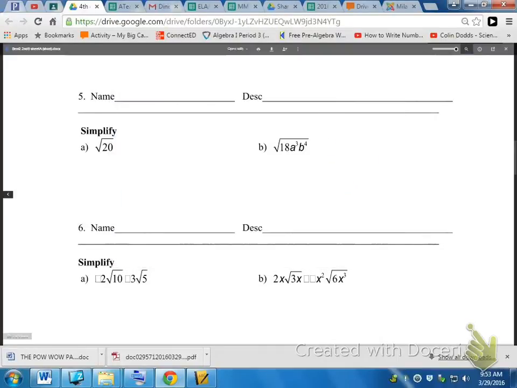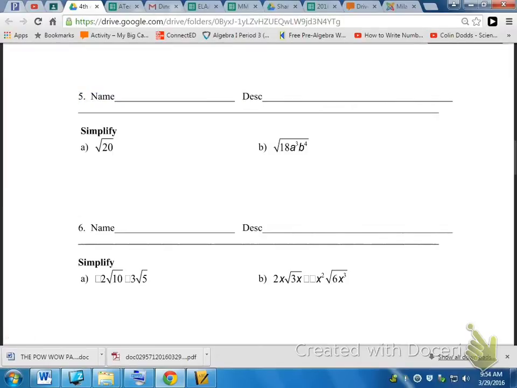So we are going to do question 5, sheet A, quarter 4. The name is Simplify Radical Expressions. Okay, simplify, so S-I-M-P, radical expressions. Simplify radical expressions. Remember that this symbol is a radical sign.